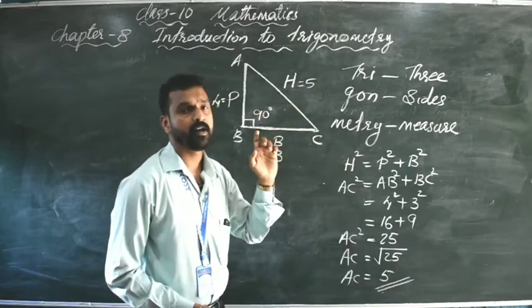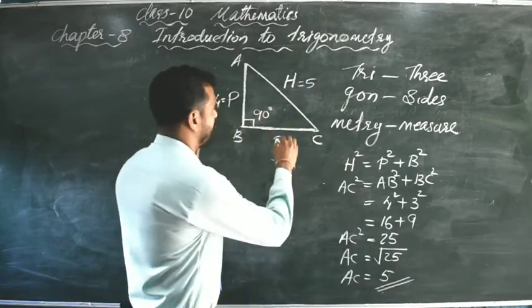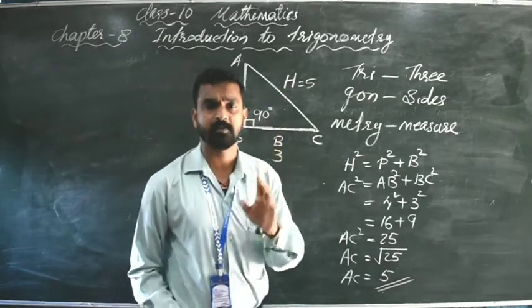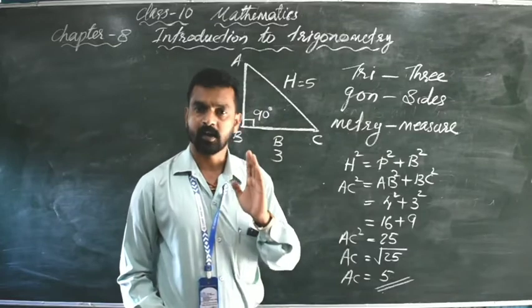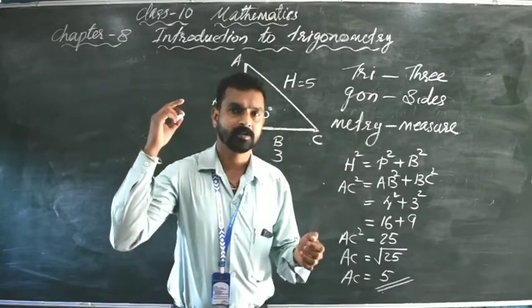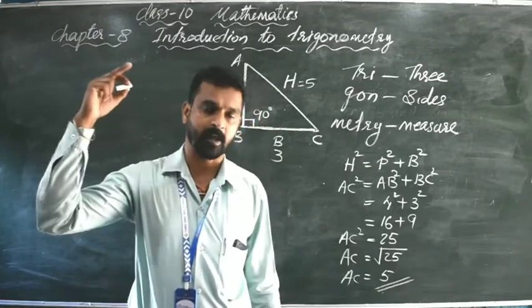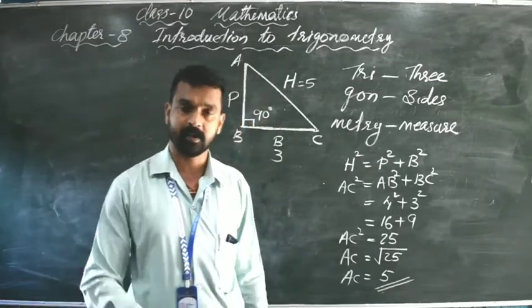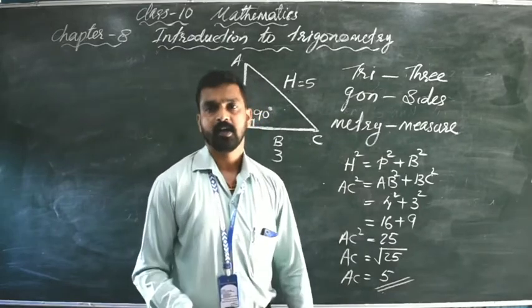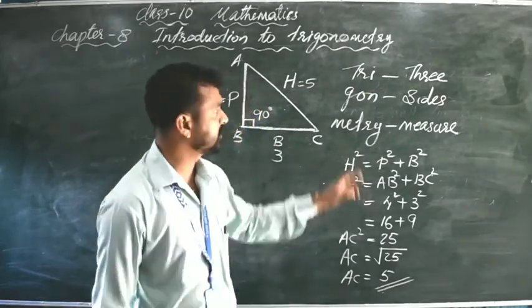I told you that we are using this trigonometry to find out the height of a building, or the width of a river, or the height of a tower, or sometimes the height of an aeroplane flying at a height from the earth. We can find out how much height it is flying. That also we can find out. So for these reasons we are using this trigonometry.